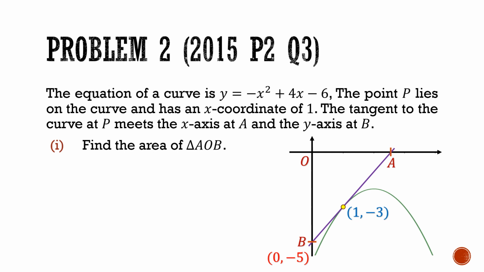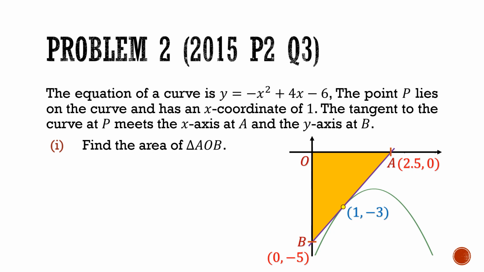Now that we know the gradient and the y-intercept, we can find the equation of the purple tangent. So it will be y equals 2x minus 5. If we substitute y equals 0, that will tell us point A. The x will be 2.5, so point A is (2.5, 0).